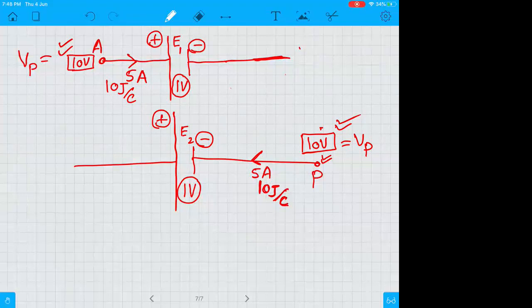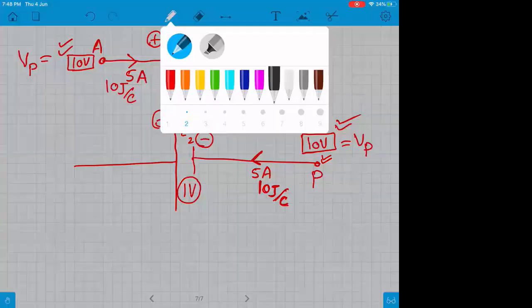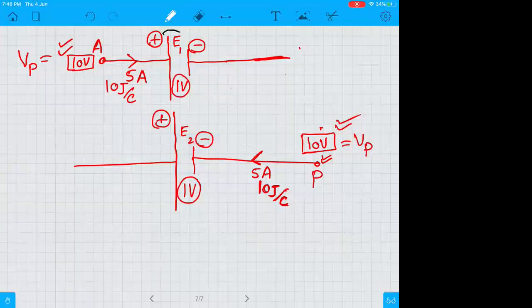Through cell E1, the current is moving from the positive terminal towards the negative terminal. You can see that the current is moving from positive terminal towards the negative terminal, from high potential to low potential. When you move from high potential to low potential, the charges lose energy. 1 volt will be lost. 1 joule per coulomb will be lost.